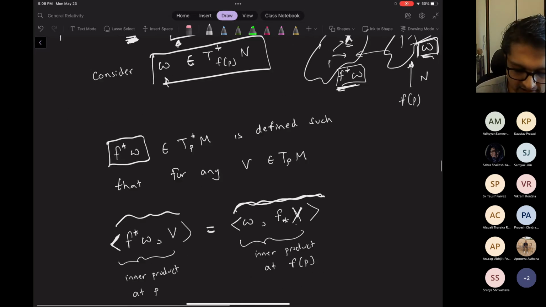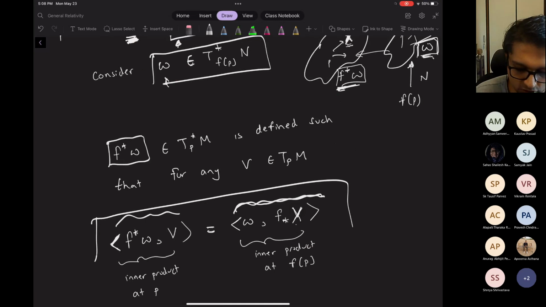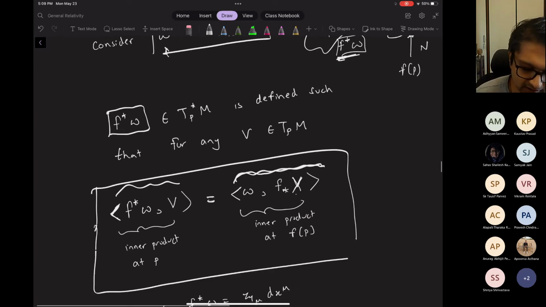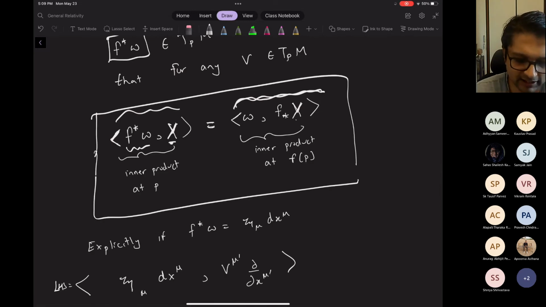This inner product mapping should be true for any x. So for any x, it should be true that this inner product satisfies this property. That is going to define what we mean by f star omega. Okay, so let's see in coordinates what this works out to be.